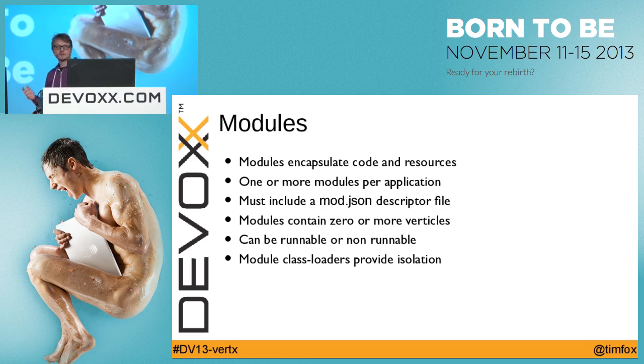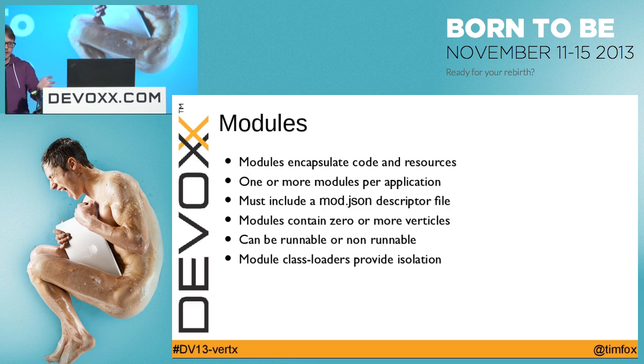Another really important feature of Vert.x is the module system. Vert.x has a module system. So what is a module? A module is something that encapsulates the code and resources of your application. A simple Vert.x application may just be composed of a single module, but for larger applications, you may have several modules. A module contains a file called mod.json, which is a descriptor file. It just tells Vert.x a few things about the module, like how to start it and things like that.